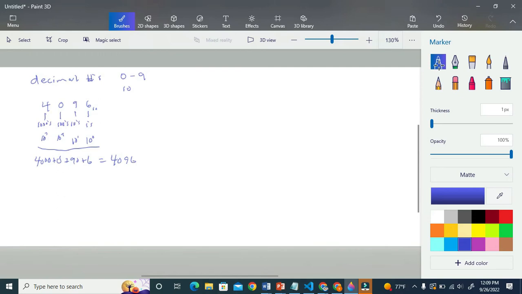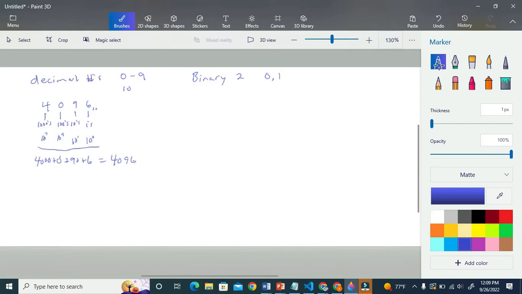And so the next number system we're going to look at is what we call binary. Binary is a very similar concept, but instead of having 10 numbers in the base, we're going to have 2 numbers in the base. Those 2 numbers are going to be 0 and 1. So that's the highest that we can go to.